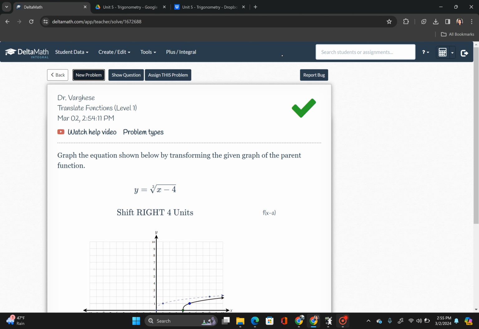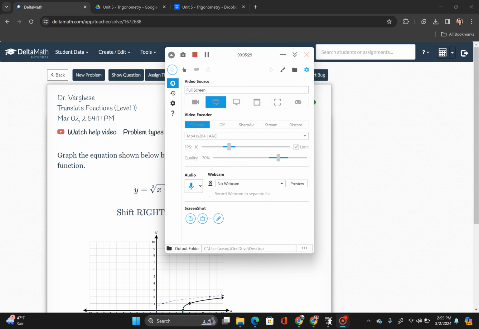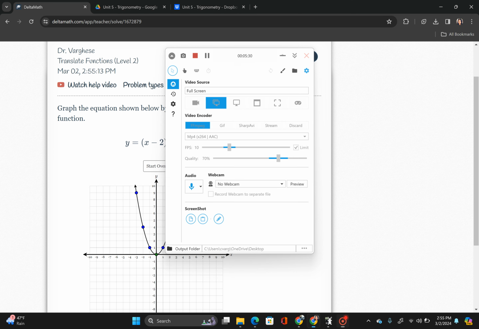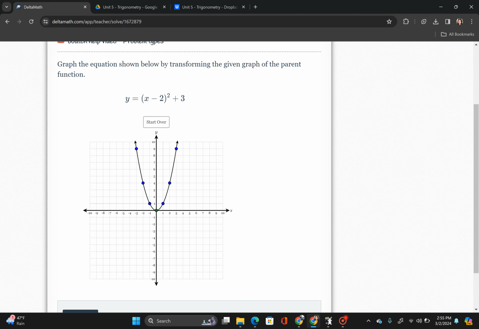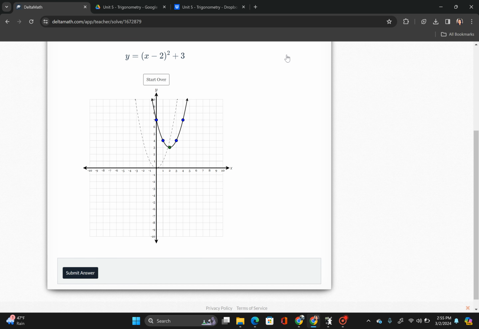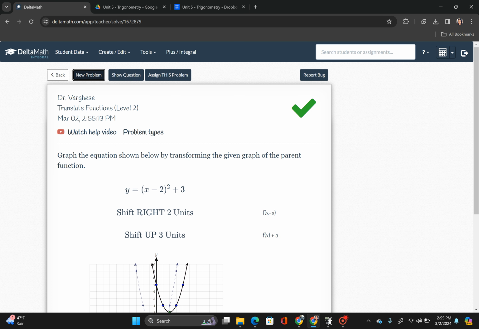So you could try a couple of problems like that. I'm going to do a level 2 question, so translate functions. So if you take a look, it's x minus 2 in parentheses, which means by moving to the right 2. So I'm going to move this to the right over 2, okay? And then the plus 3 outside the parentheses means it's moving 3 where? Up, right? So I'm going to go 1, 2, 3, and then I'm going to go down. I'm going to submit my answer, and boom, it's correct, okay?